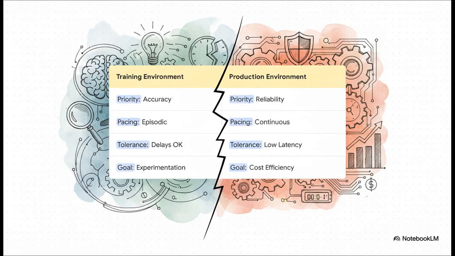And wow, this slide just lays it all out, doesn't it? In the training environment, your whole world is about one thing: model accuracy. You run your tests, a few delays are no big deal, and it's all about experimenting. But the second you hit production, the game completely changes. Suddenly, reliability is king. The system has to be up and running 24/7. Low latency isn't a nice to have, it's critical. And you bet you're thinking about cost efficiency. It's a whole new playbook.